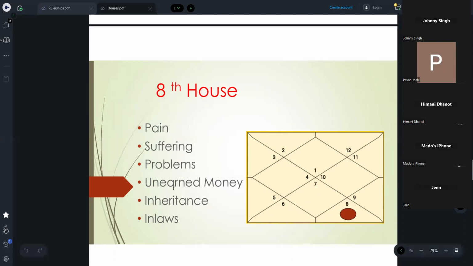Okay, so because it is the other people's money, it represents unearned money. Clear so far, a bit confusing, but maybe we need to see examples. Yeah, Jen, you'll see examples with time.